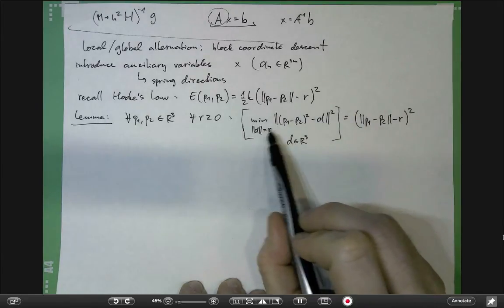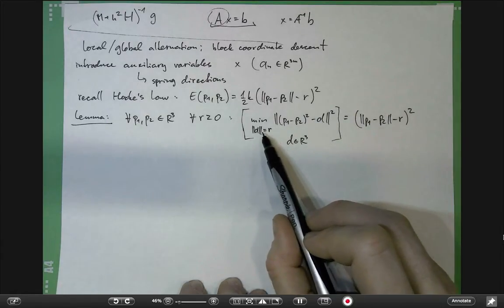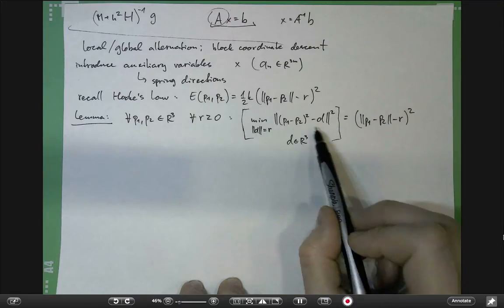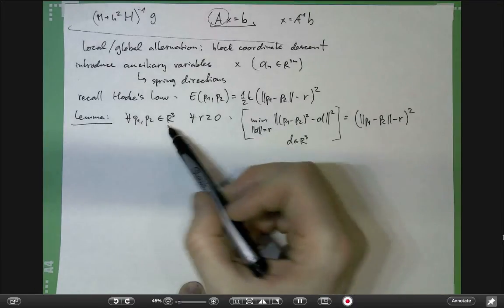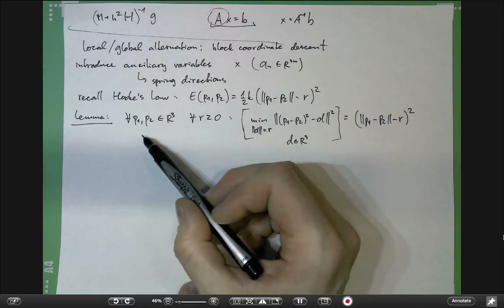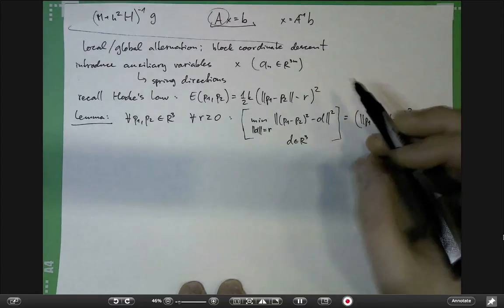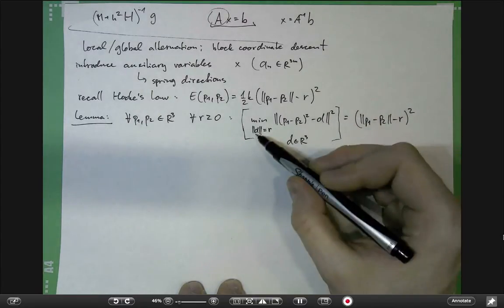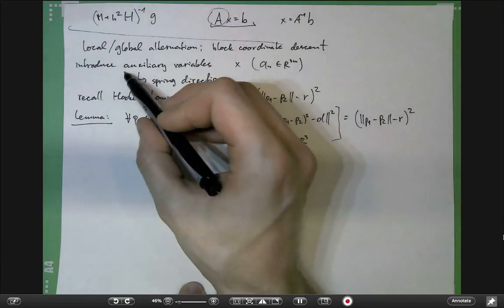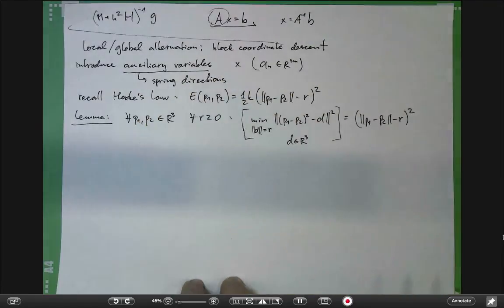So on the left-hand side, I have a little minimization problem. The P1 and P2 are fixed, right? Here I'm saying that I can pick arbitrary but fixed P1 and P2s. And the D is my auxiliary variable. This is what I was talking about here. Those are the auxiliary variables.